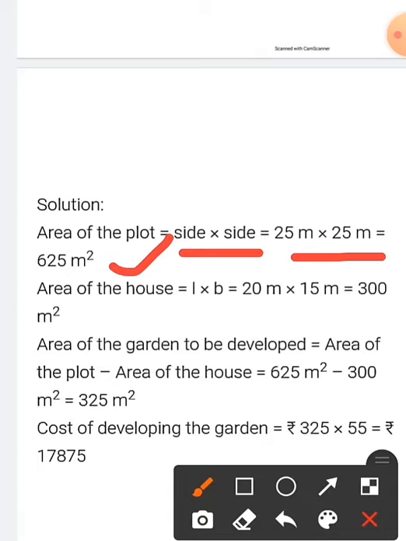Now we will find out the area of the house. House means the inside part, which is rectangle in shape if you see the figure. So we will apply the formula for area of rectangle, that is L into B. So L into B is 20 into 15. Measurements are already given in the figure. So 20 into 15. So the answer will be 300 meter square.